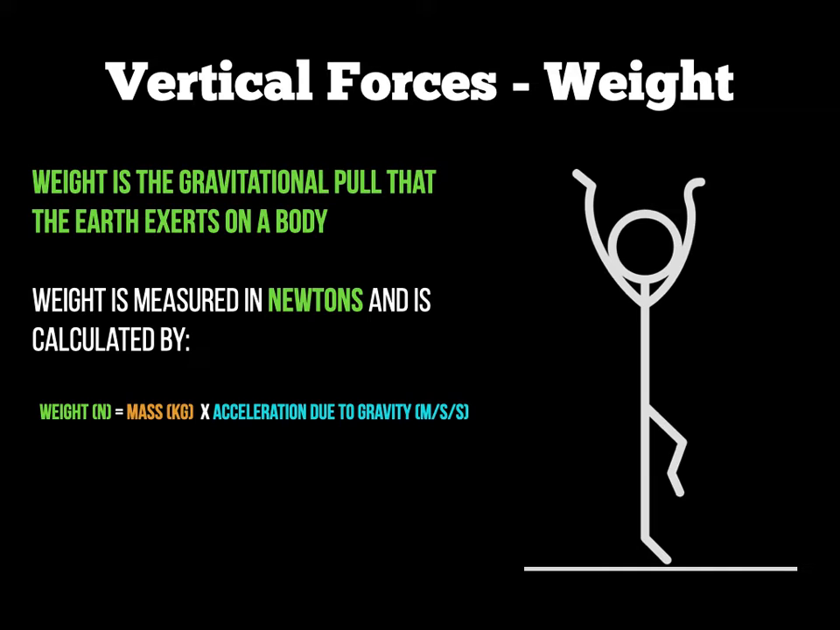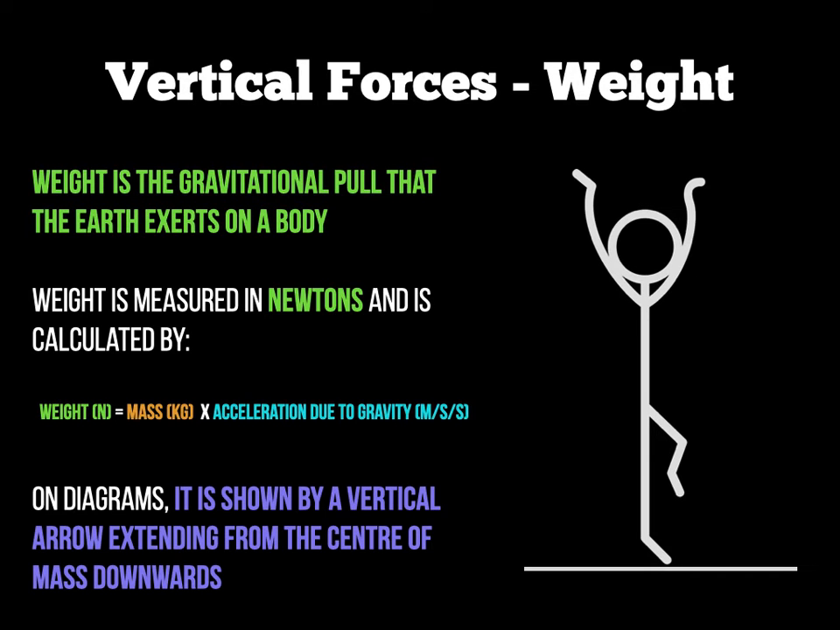So on the right hand side of the screen I have a stickman person jumping upwards. I've tried to get it as simple as possible for you. If I wish to draw weight onto that stickman diagram, because I'm going to need to know how to do that for the exam, what happens is you draw a vertical arrow downwards from the centre of mass of the person.